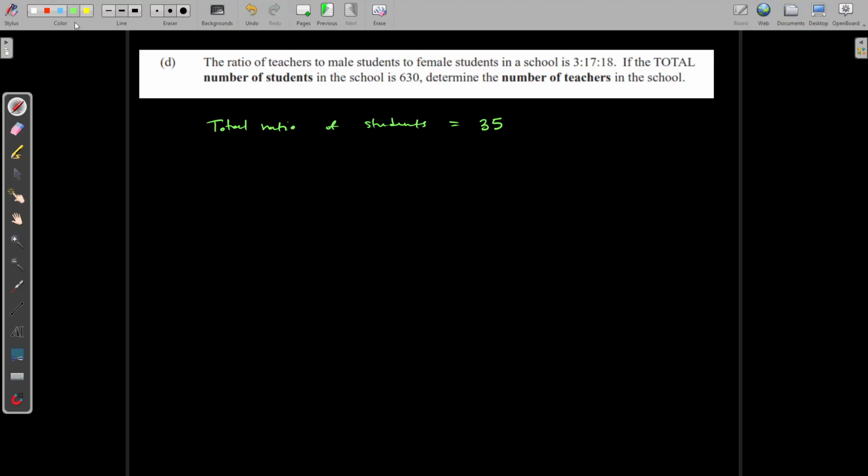So they told us that we have 630 students. And basically this 630 can be divided into 35. That's what they were telling us. So to find one part of the ratio, so one part is equal to 630 divided by 35, and that gives us 18. So one part of this ratio represents 18 individuals.